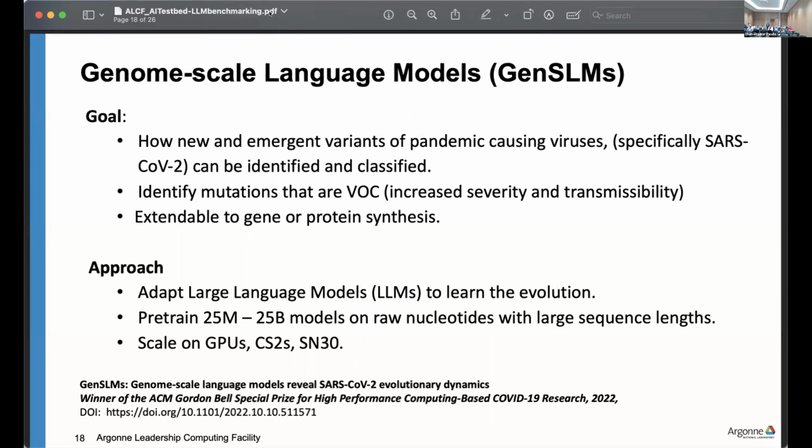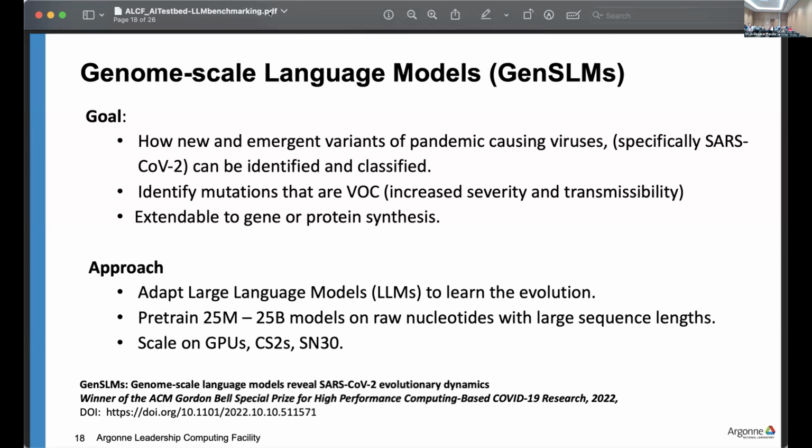Now, going to this science use case, GenSLM. It's a genome scale language model. The goal of this application is to understand what the pandemic causing viruses are and how the emerging variants can be determined before they spread, especially with SARS-CoV-2, identifying the mutations and the variants of concern. So the approach here is using large language models to learn the evolution.